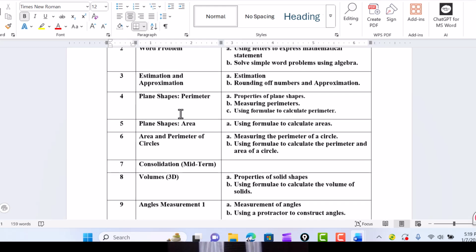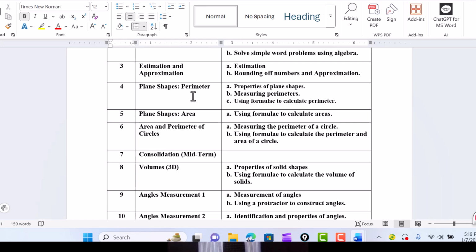Then from there we go to plane shapes in week 4, and we are going to focus on perimeters of different plane shapes like triangle, rectangle, trapezium, and the rest. Then we should be able to calculate the perimeters using their various formulas. Then we should also be able to calculate areas of plane shapes, the same thing using our formulas like the area of a rectangle and the rest of them.